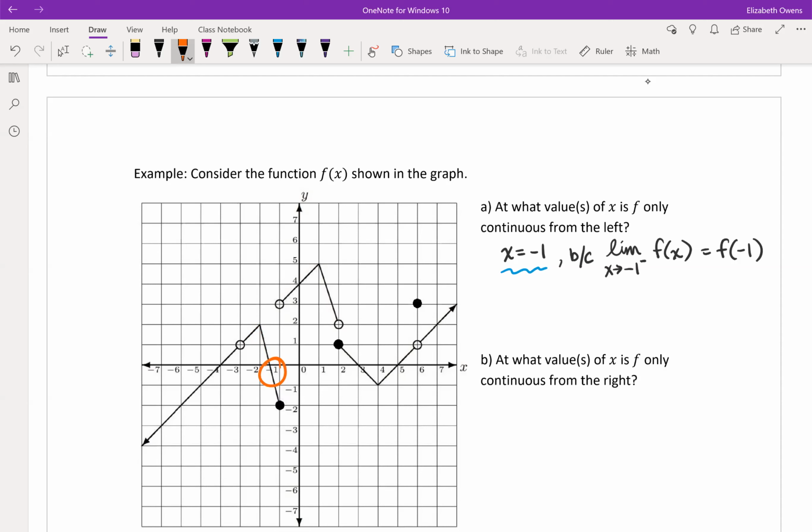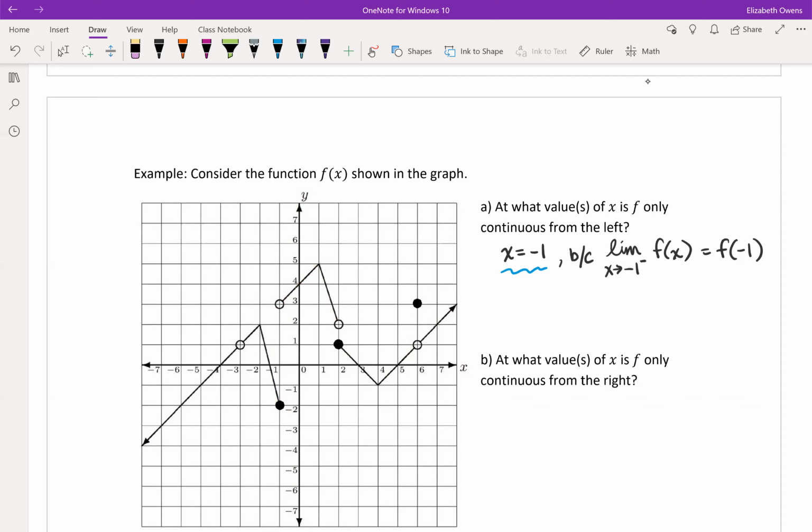Looking at x equals -1 now. Starting to the right of -1, notice how that would put us on this piece of the function. Put your finger up here to the right of x equals -1 and approach. From this direction, we are approaching the hole in the graph, not the function value. So f of -1 is down here, and our limit does not match up with that. So we do not have continuity from the right there.